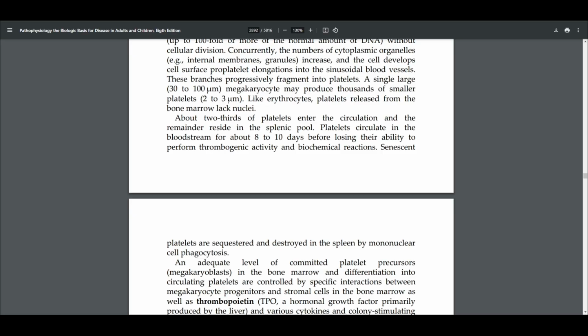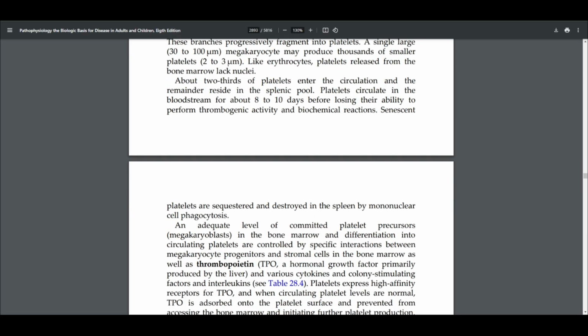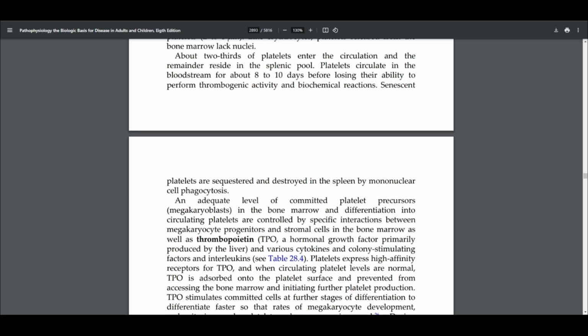About 2/3 of these platelets enter the circulation and the remainder reside in the splenic pool. Platelets circulate in the bloodstream for about 8 to 10 days before losing their ability to perform thrombogenic activity and biochemical reactions. Senescent platelets are sequestered and destroyed in the spleen by mononuclear cell phagocytosis.